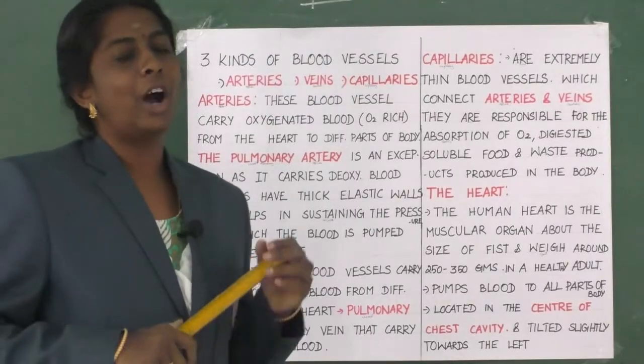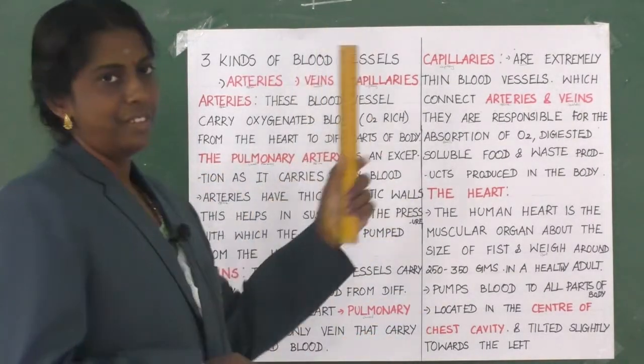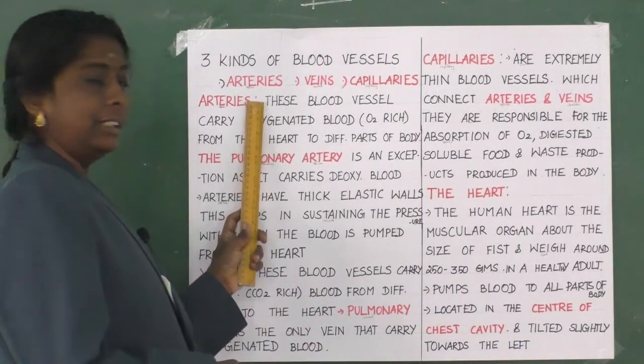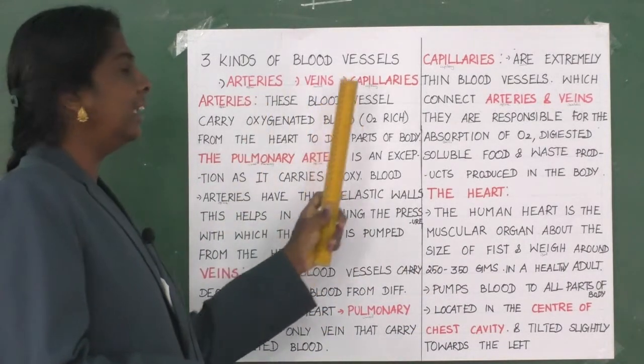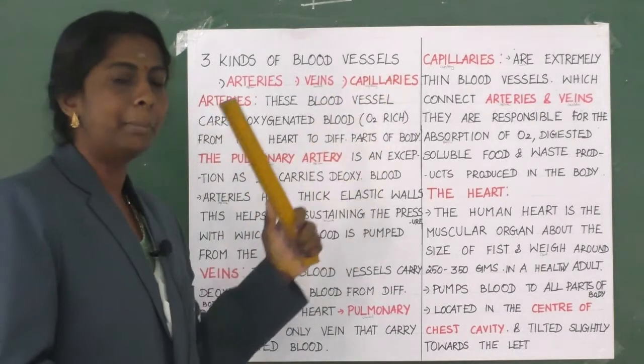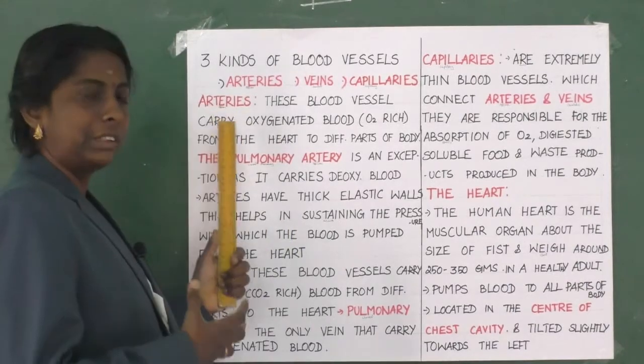Now, let us learn about three different kinds of blood vessels. So, what are the three different kinds? Artery, vein and capillary. So, let us learn one by one. So, what do you mean by this artery?